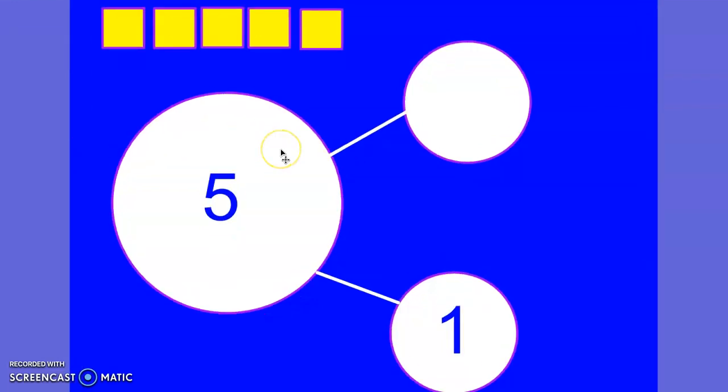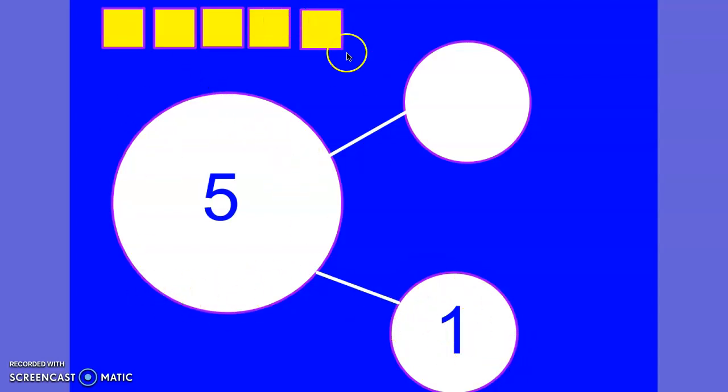Okay, this one kind of looks like what we just did. We have our whole number 5 given to us, and we have one of our parts in our number bond. We have the number 1 here. So I'm going to make sure I have 5 cubes, and you can get yours out too. So I have 1, 2, 3, 4, 5, because I know that's my whole.